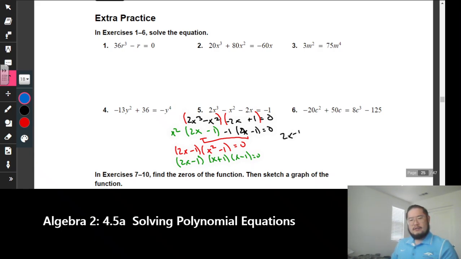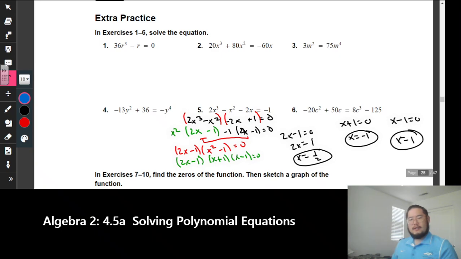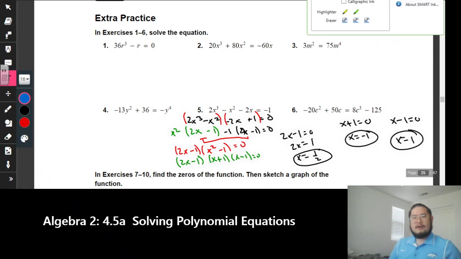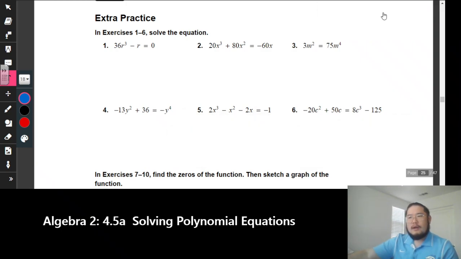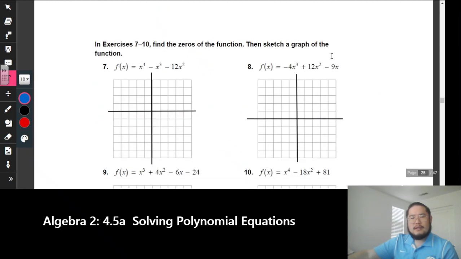You take the 2x minus 1 equals 0, you got 2x is equal to 1 when we add it to both sides, and x is equal to 1/2. There's one solution. X plus 1 equals 0, x is equal to negative 1. X minus 1 equals 0, x is equal to positive 1. We got 3 solutions right here, and now you know how to solve these equations. It's pretty much what you did before, factoring in 4.4, except this time we're setting it equal to 0 and solving things out. All right, let's get down to number 7.